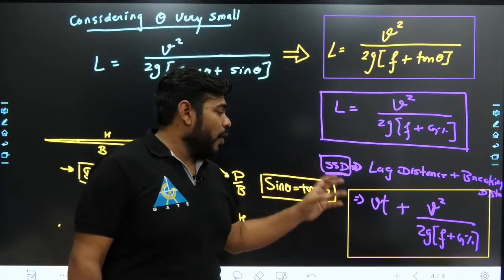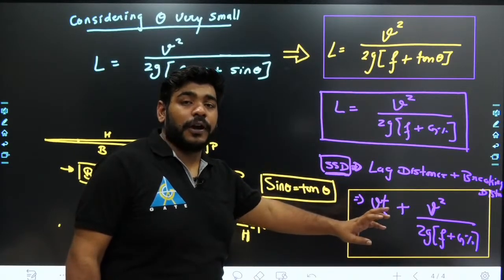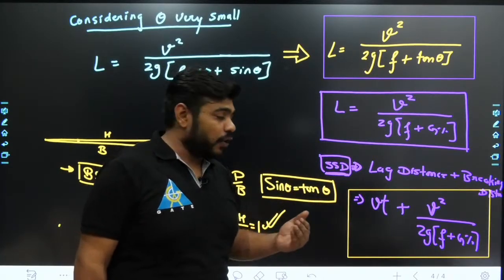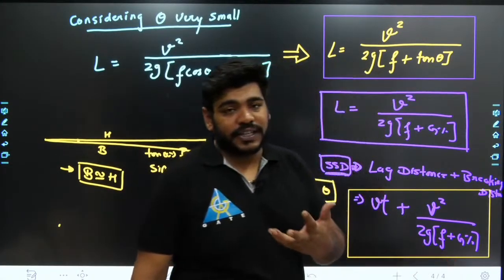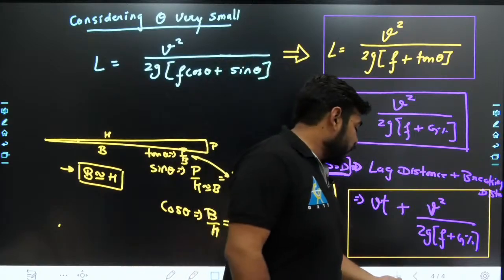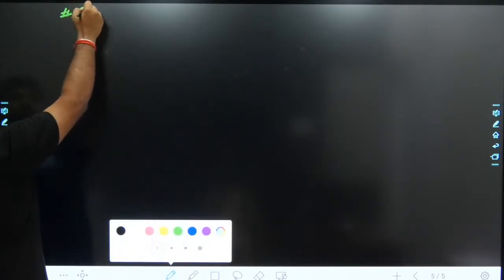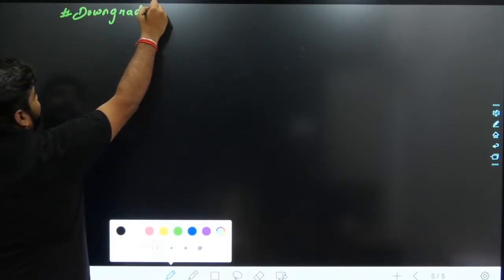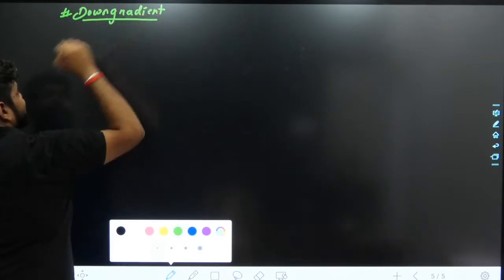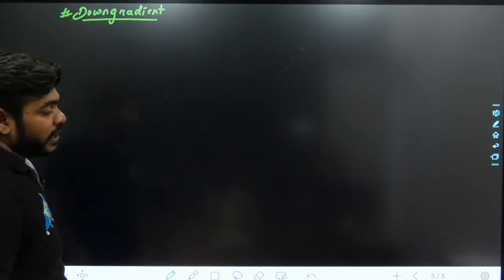Now we will see how this same thing happens if you are moving on a down gradient. What will be the change in your expression when you are moving on a down gradient? So let's see here what will happen if you are moving on a down gradient.